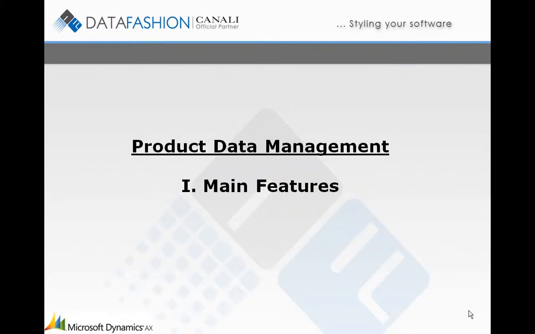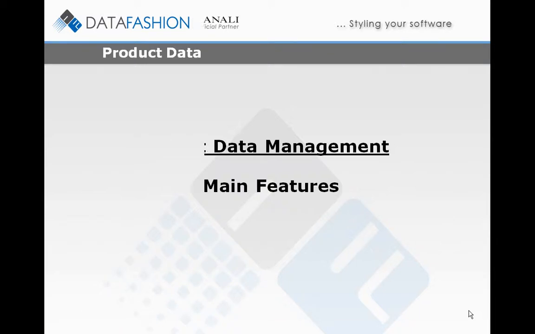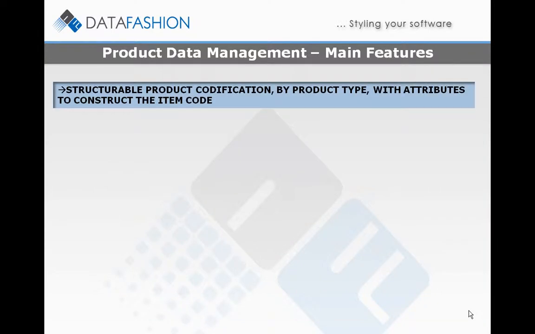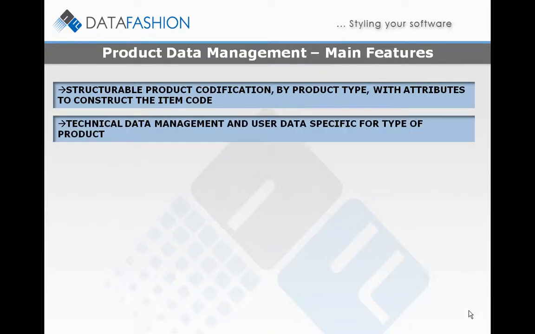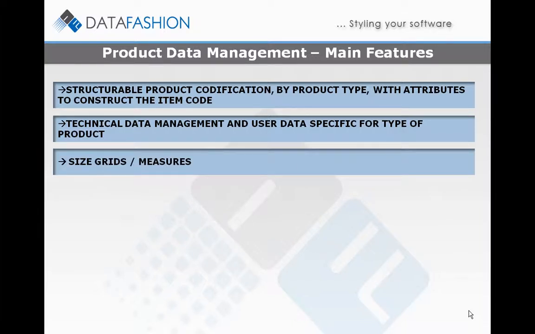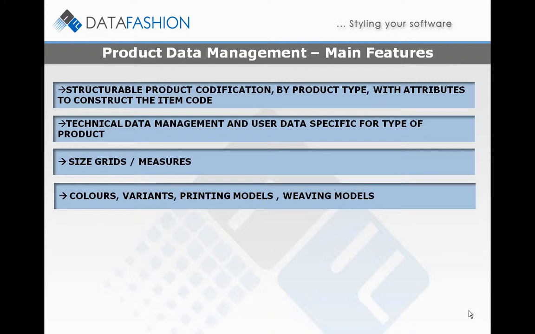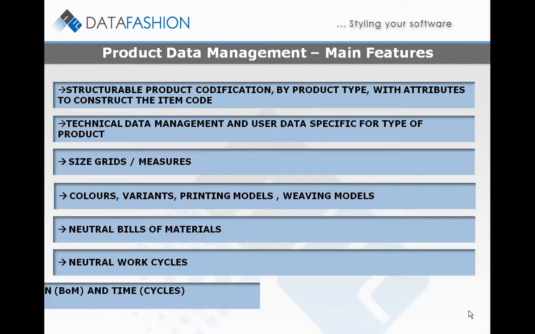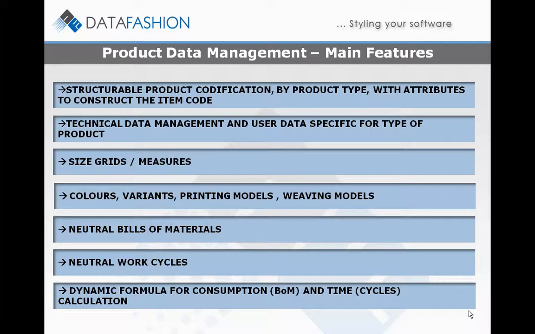The Product Data Management module meets the specific requirements of the apparel and textile businesses. In particular, it offers structurable product codification by product type with attributes to construct the item code, technical data management and user data specific for type of product, size grids and measures, colors, variants, printing models, weaving models, neutral bills of materials, neutral work cycles, dynamic formula for consumption and time calculation.